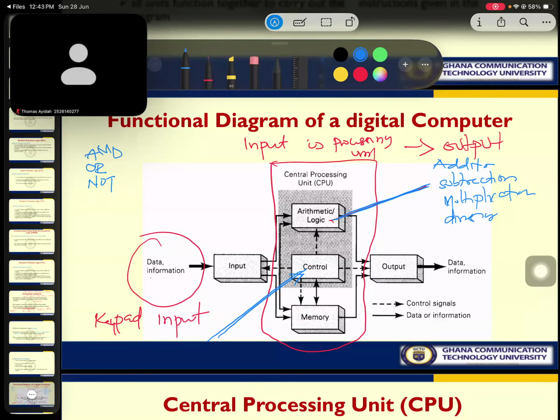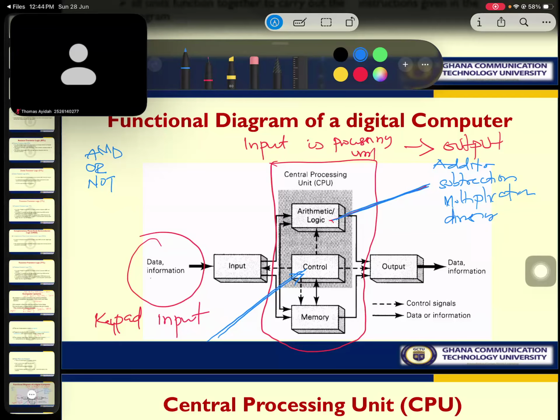So it basically tells the memory to send instructions. It tells the ALU to perform an operation, and it tells the output unit when to display what results. That is the main purpose of the control unit.